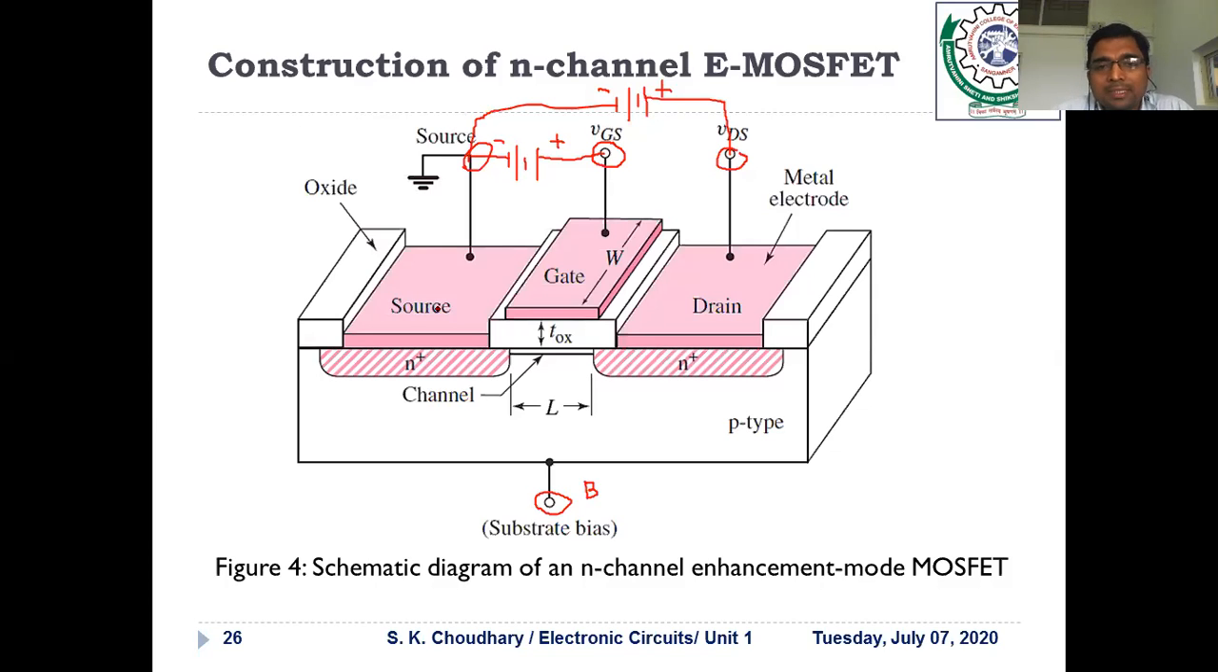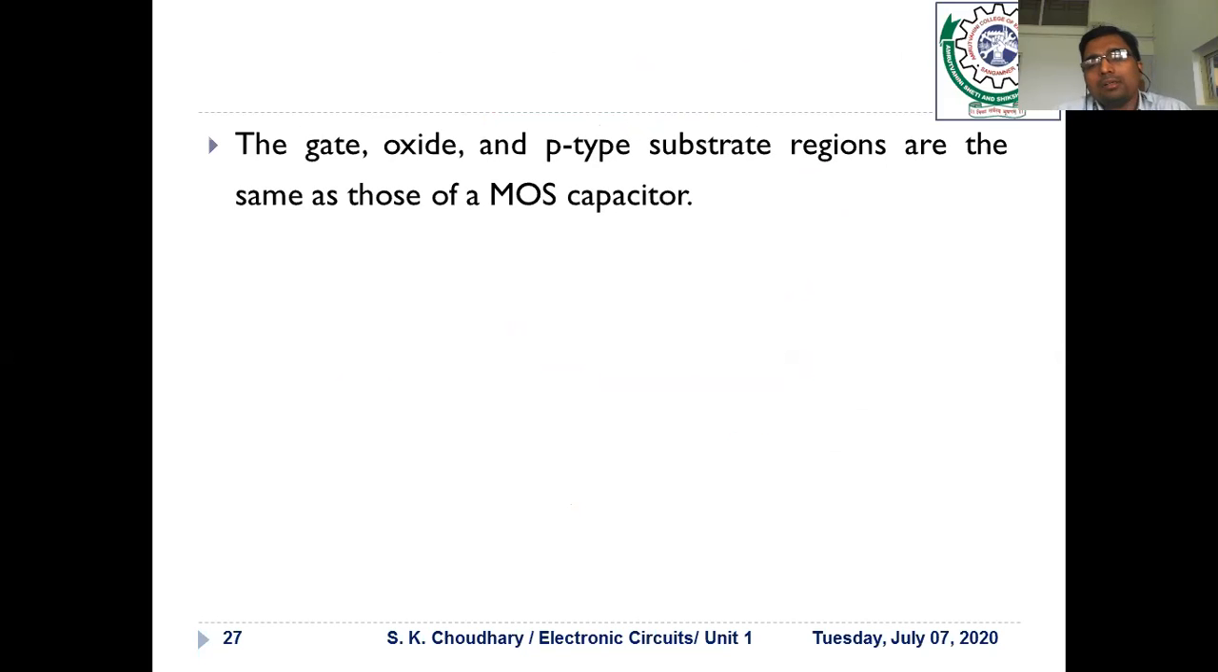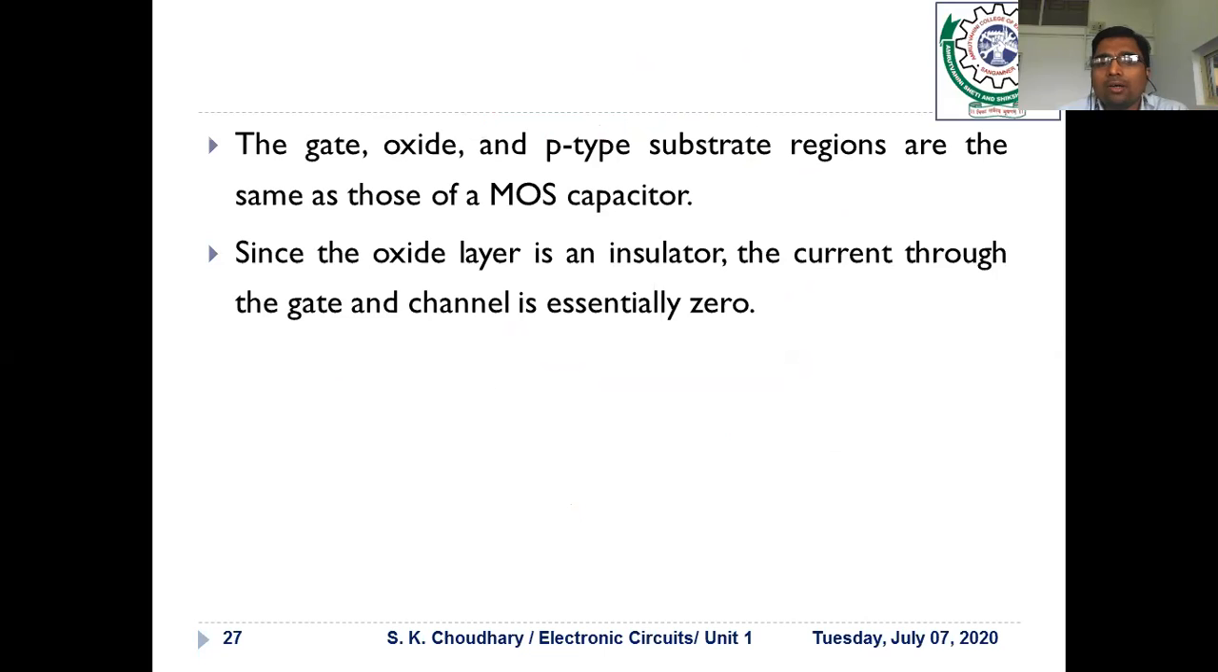Now we have to see that the gate, oxide and P-type substrate regions are the same as those of the MOS capacitor, and we have only added the drain and source terminals. Since the oxide layer is an insulator, the current through the gate and channel is essentially zero, because no current would be allowed across it. This is the condition when you have not applied any positive gate voltage and drain voltage. The simple structure of the MOSFET would carry zero current.